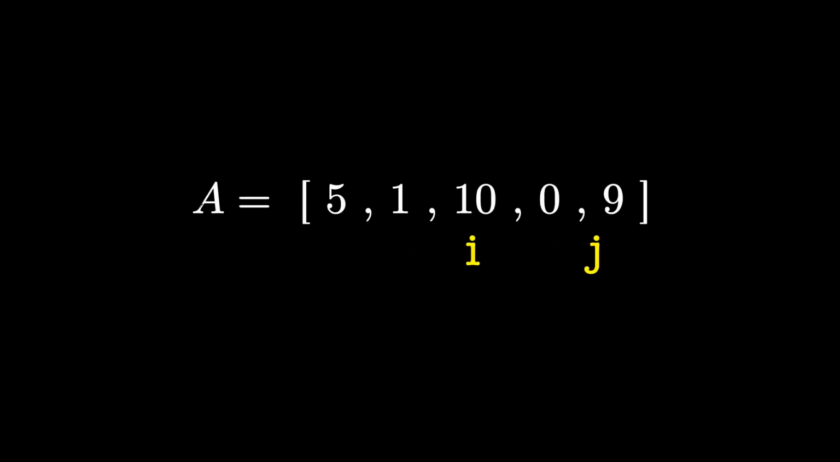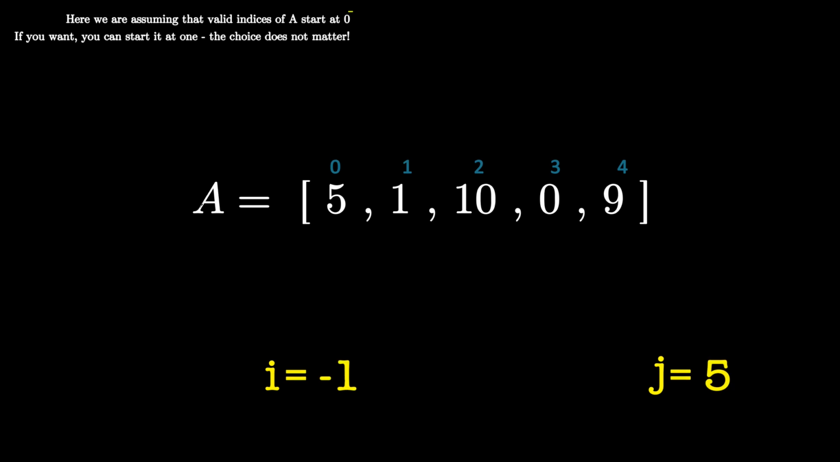We are going to keep two counters, i and j, which can be anywhere between 0 and the length of A. Everything to the left of i is going to be S, and everything to the right of j is going to be B. Before we start our sorting algorithm, S and B are both empty, which means that i must be -1 and j must be the length of A, which is 5 in our case.